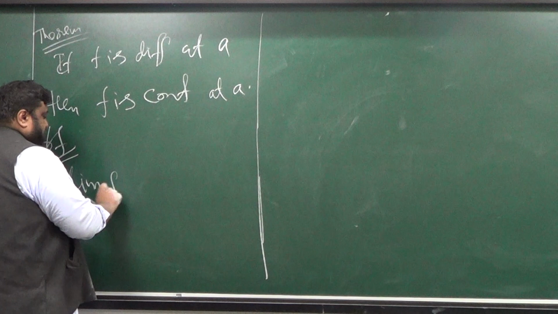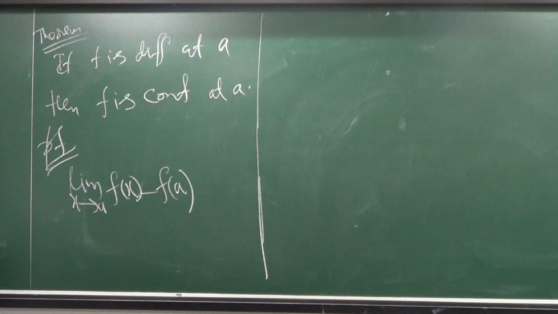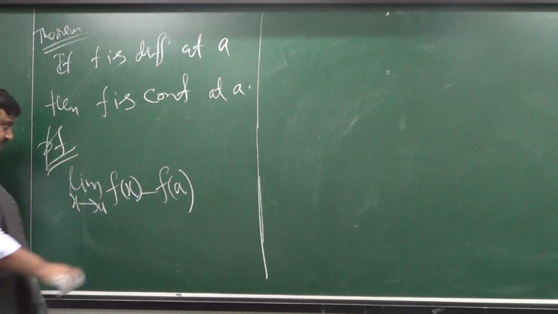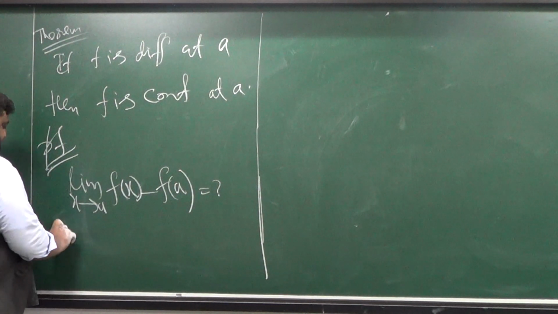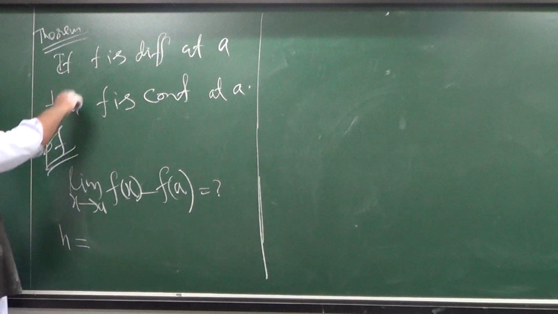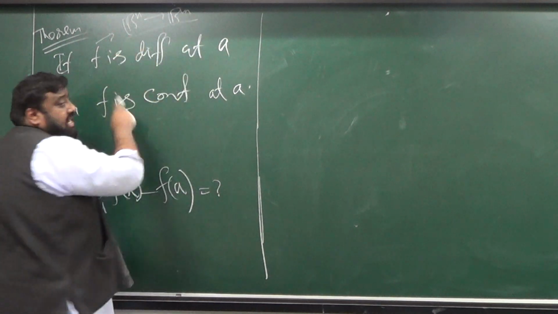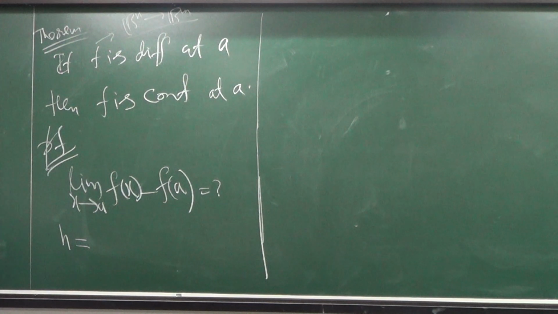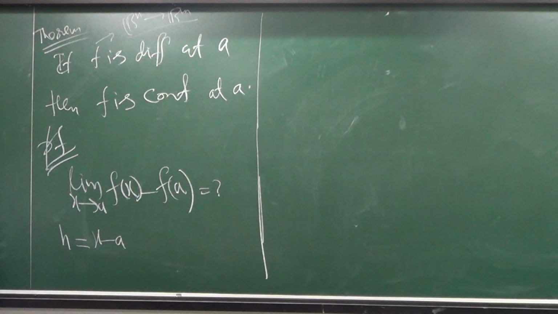Limit x goes to a, f of x minus f of a. And I want this difference to go to 0. Things would be a bit interesting here. If I define h, you have to keep in mind that this f is a map from Rn to Rm actually. So it's not just a simple map. Whenever I write f, it's not a map from R to R, but from Rn to Rm. Okay? So take h to be the difference x minus a.